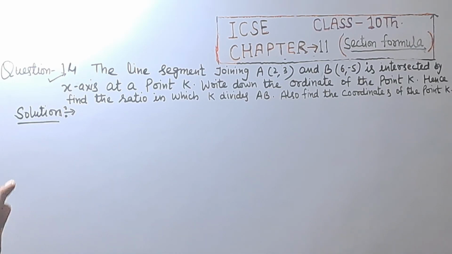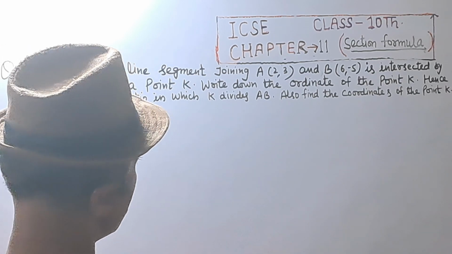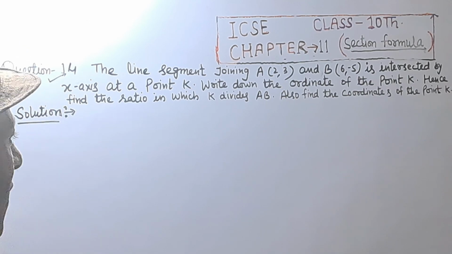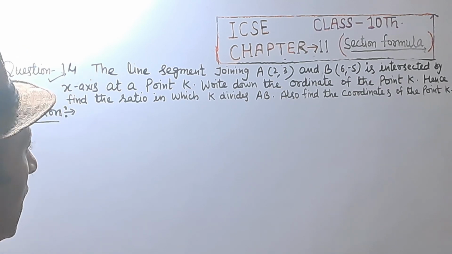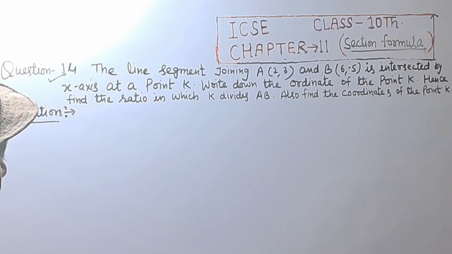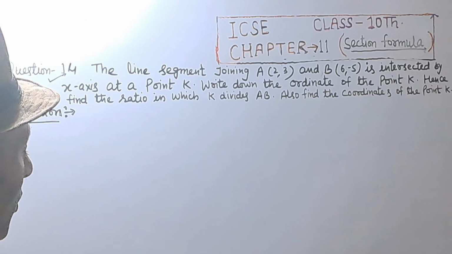Question number 14. The line segment joining A(2, -3) and B(6, -5) is intersected by the x-axis at a point K. Write down the ordinate of the point K, hence find the ratio in which K divides AB. Also find the coordinates of the point K.